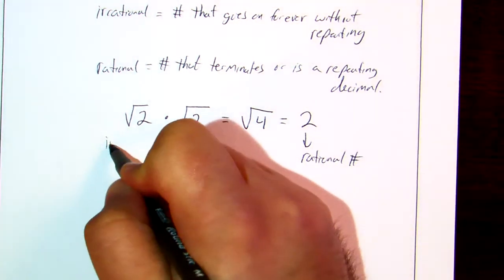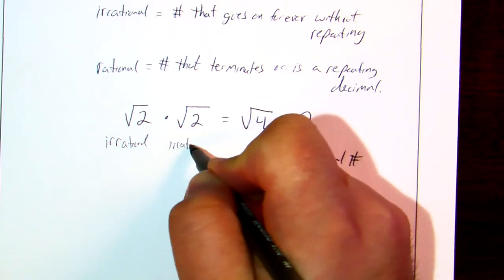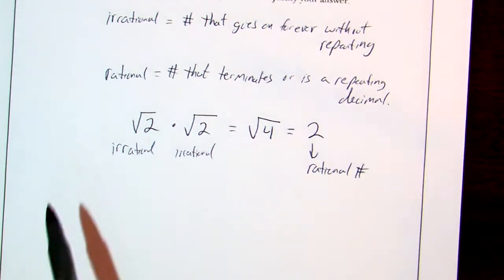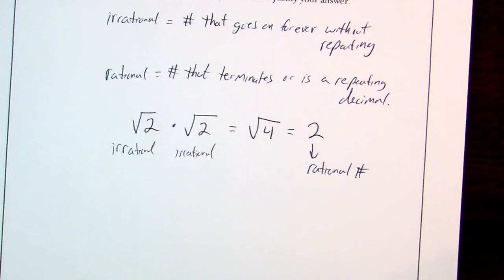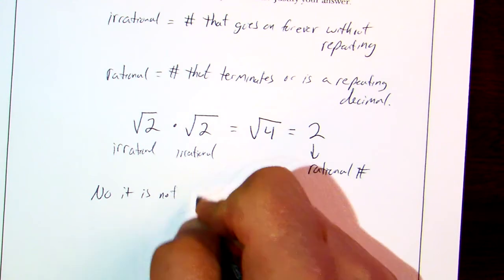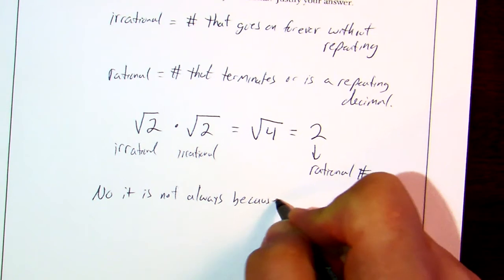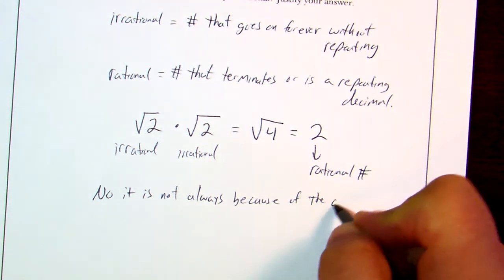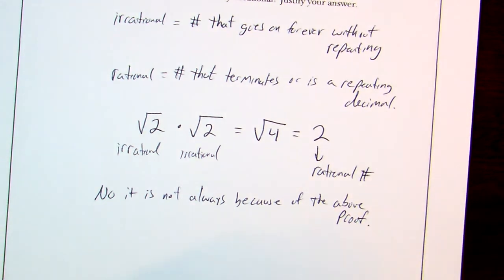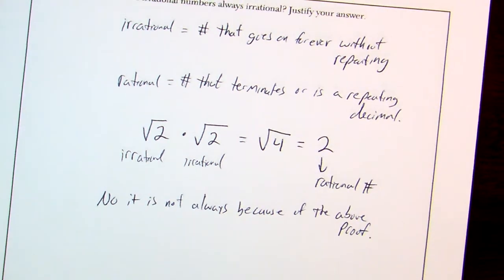So we have an irrational times an irrational, and our result is rational. So is this statement true? The product of two irrational numbers is always irrational? No, it is not always, because of the above proof. Okay? And you know, irrational times irrational gave us a rational number.